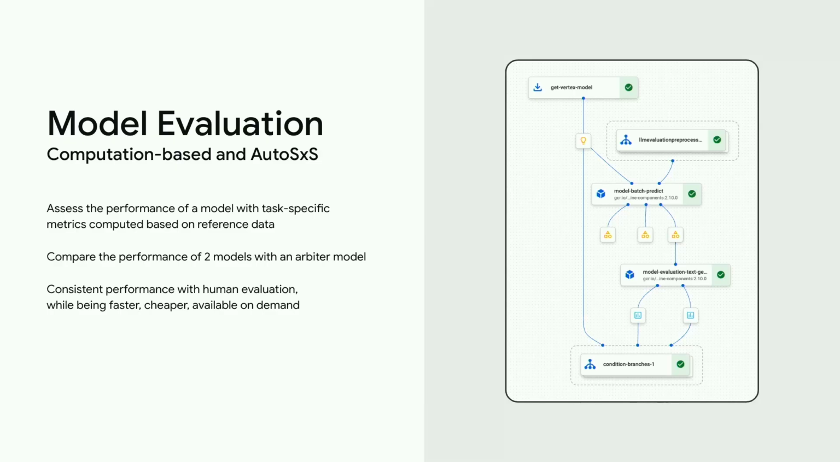You may start seeing different types of newspaper articles, so maybe the prompt that you first decided on is no longer good enough for these new types of news articles that you're seeing. Or many other factors can happen in production. So basically, we understand that once you've put your model into production, you still need to evaluate it. Vertex AI provides computation-based as well as auto side-by-side. These are two different types of evaluation techniques provided by Vertex AI.